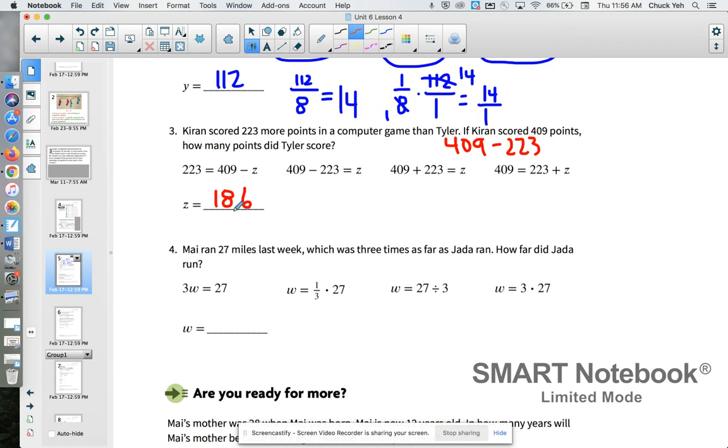So now, since we know Z equals 186, spend a few minutes to figure out which one of these equations matches. If you need to pause it, go ahead and pause it. Figure it out. How about the first one? Yes. 409 minus 186 is 223. How about the second one? How about the third one? No. How about the fourth one? Yes. All right.